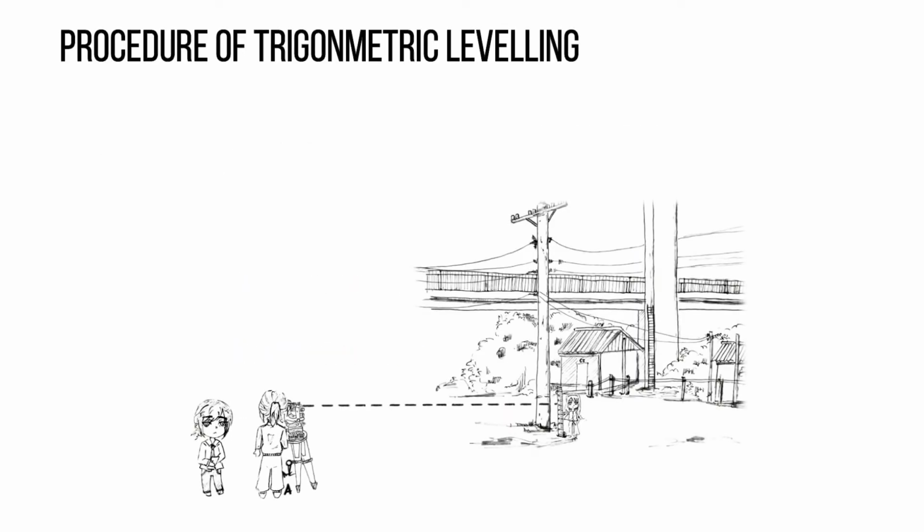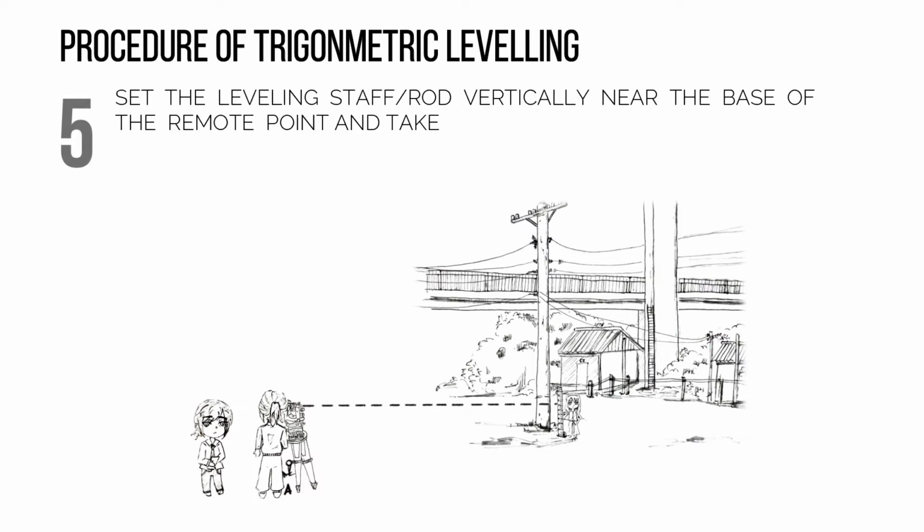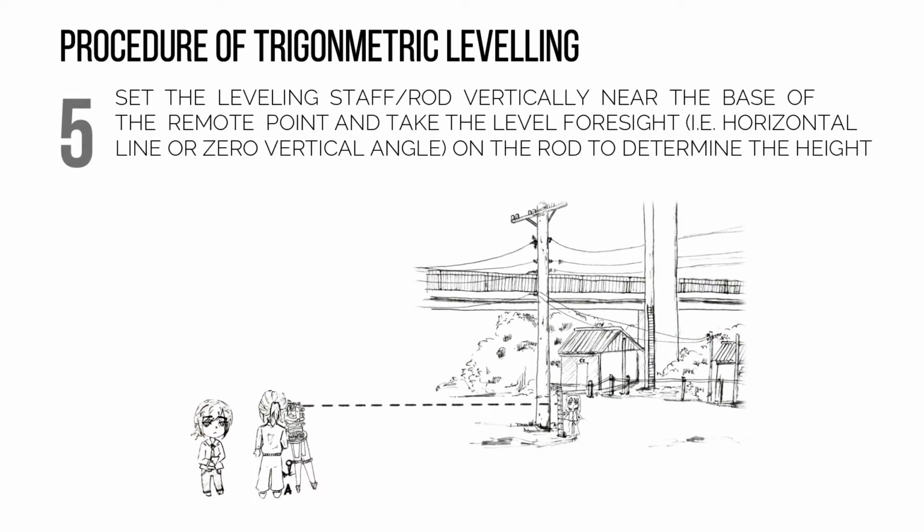Number 5. Set the leveling staff or rod vertically near the base of the remote point and take the level foresight, for example, a horizontal line or zero vertical angle on the rod, to determine the height of the instrument.